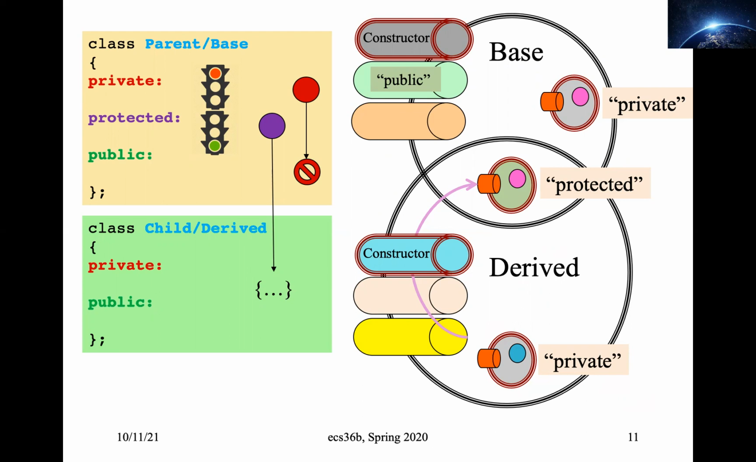Okay, that's what we just showed you in the code, the access boundary in a single inheritance relationship. Before I talk about constructors, any question?